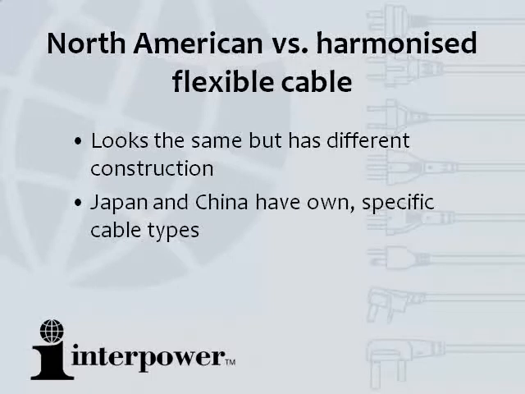North American cable cannot be used for cord sets for countries where the harmonized cable standards are in place, and vice versa. So, removing the North American plug from a cord set made with North American cable and replacing it with a European Schuko plug will not make the cord acceptable for Europe.